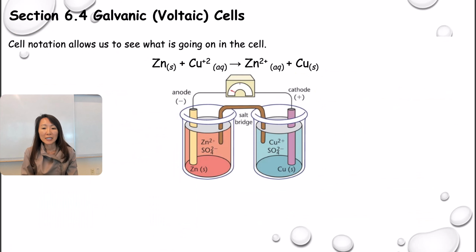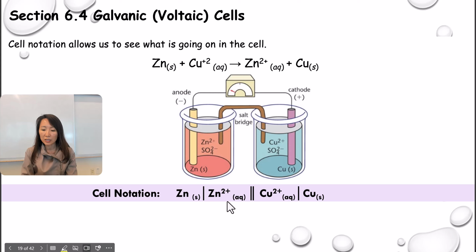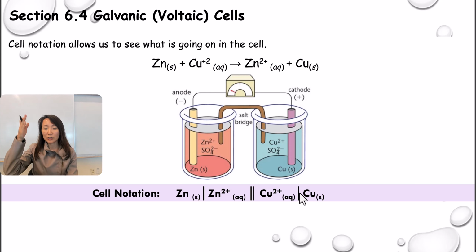There is a particular notation that we can utilize for this cell, meaning that we can't always be drawing this image to show what's going on. There is a particular notation, also known as cell notation, that allows us to see what's going on in the cell without drawing this picture all the time. The cell notation looks something like this. There's a bar and 2 bars and another single bar over here. What this is showing is there's a zinc on the left. This is the zinc solid that forms into zinc 2+ aqueous.